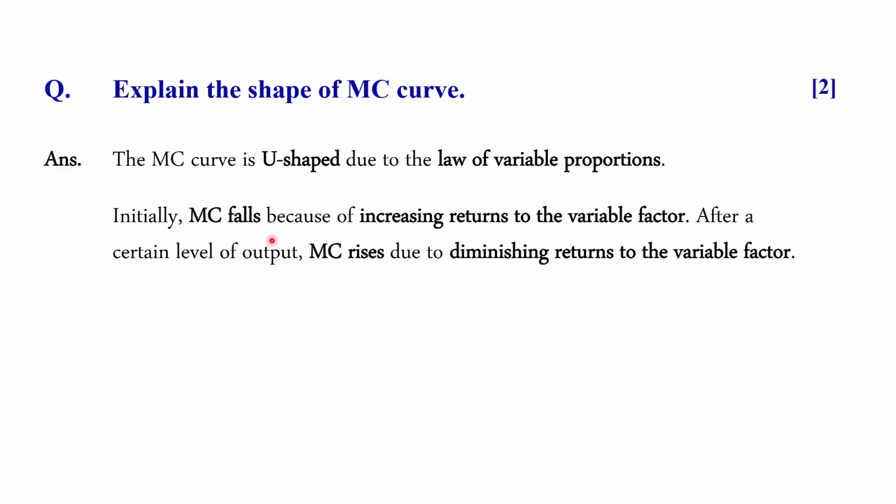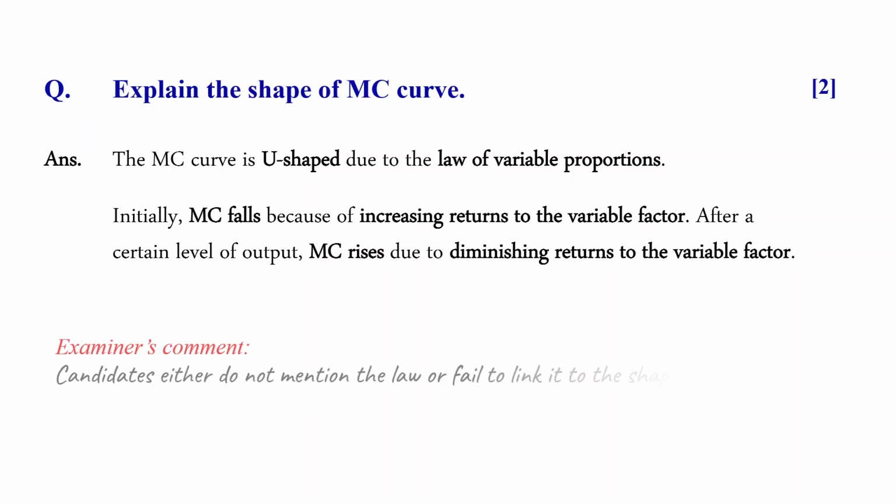Initially, marginal cost falls because of increasing returns to the variable factor, as your fixed factors are better utilized. After a certain level of output, MC rises due to diminishing returns to the variable factor when your fixed factors become overused. Examiners' reports show that many students either do not mention this law, or they fail to link it to the shape of the marginal cost curve. Remember, shape plus law plus reason is what earns full marks.